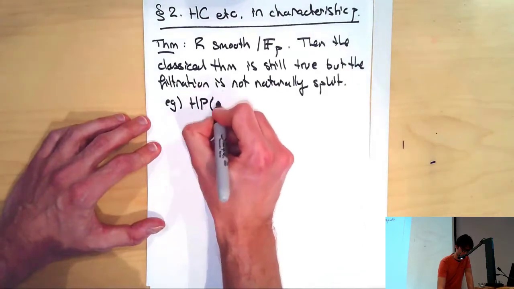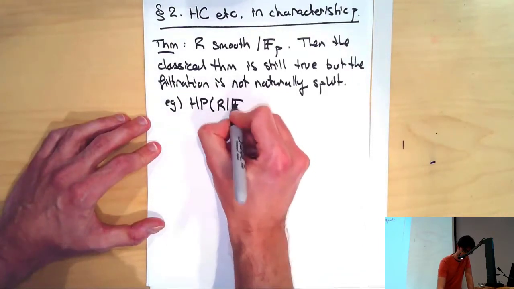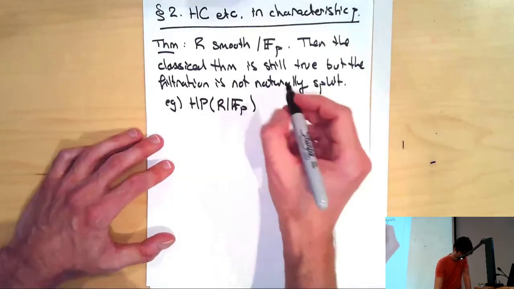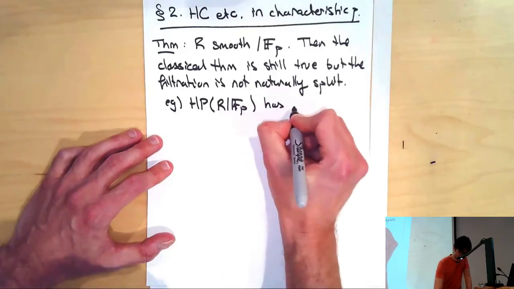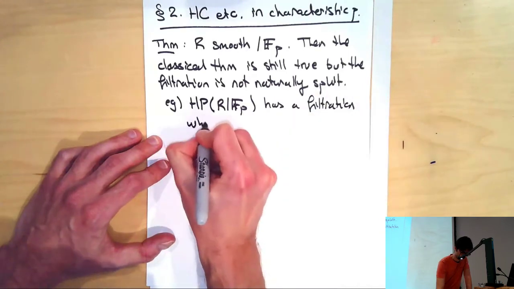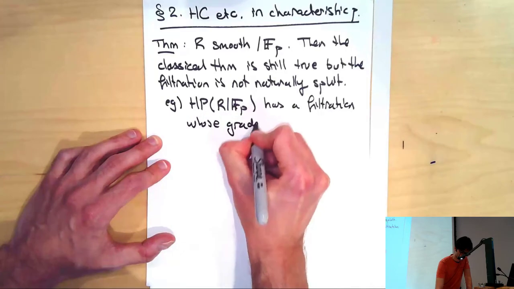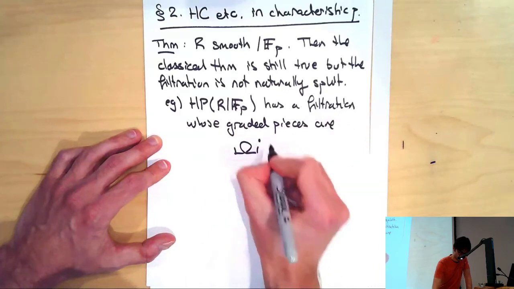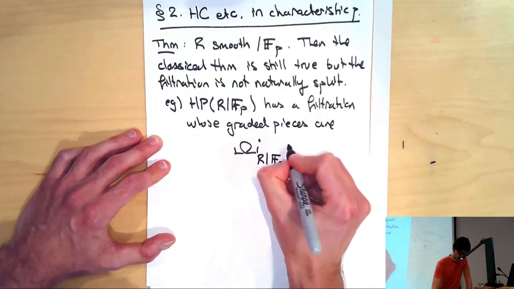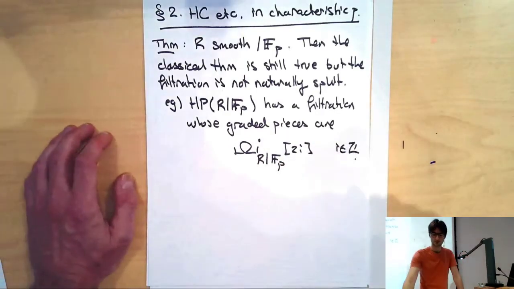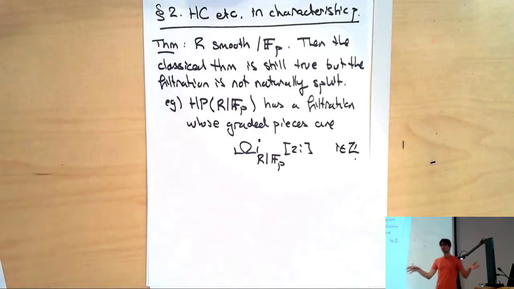So for example, let me work over F_p. This complex of periodic cyclic homology of this smooth algebra has a filtration whose graded pieces are all possible shifts of the de Rham complex. So in this characteristic 0 situation, I was saying that this HP complex decomposed into an infinite product of all shifts of the de Rham complex.